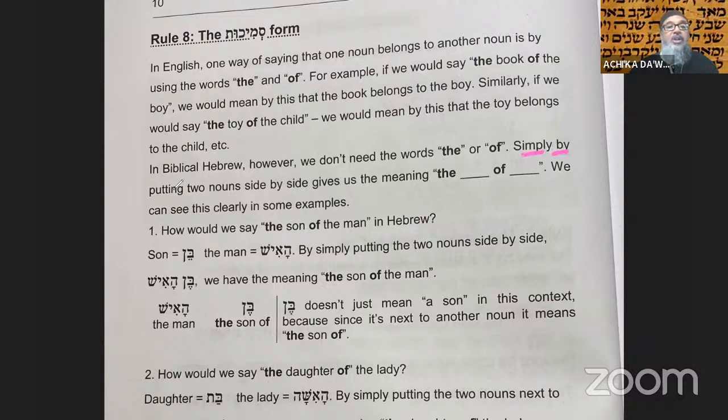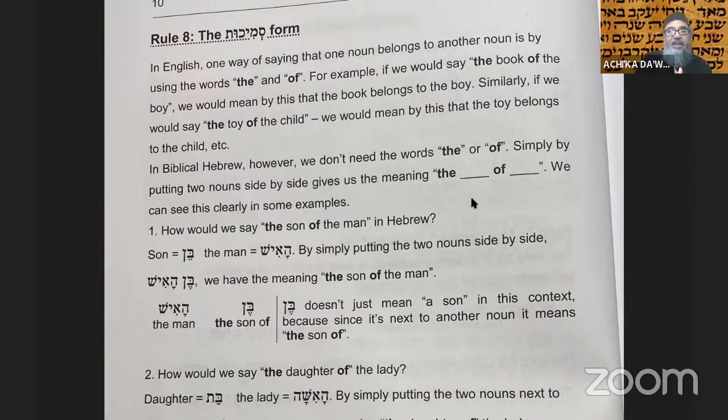Simply by putting two nouns side by side, it gives us the meaning, the blank of blank. Or you put anything here. You could put the horse of David. You could put the staff of Judah, whatever. So it's a certain way that they put it in the sentence. And when you see it written in this way, you'll automatically know, oh, these are two nouns next to each other, so this first noun belongs to the second noun.